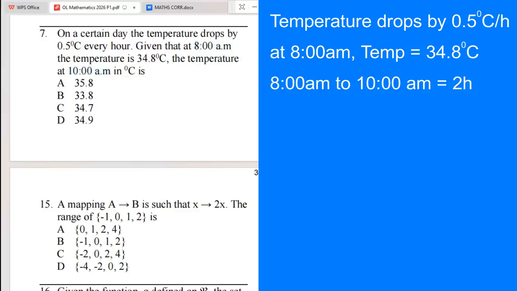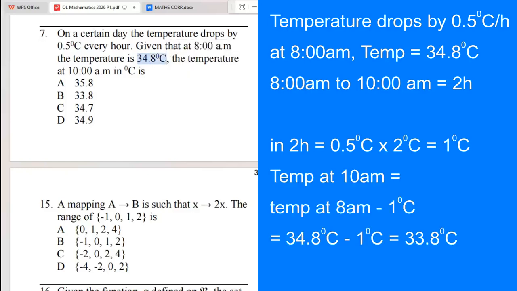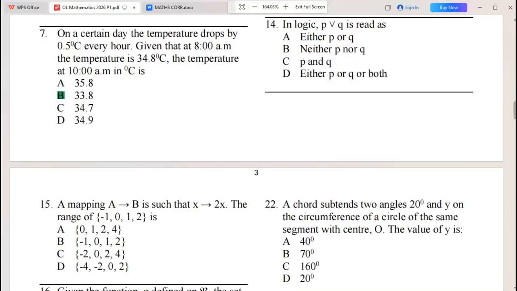And now, since the temperature dropped by 0.5 degrees every hour, it means in 2 hours the temperature must have dropped 0.5 degrees times 2, which is equal to 1 degree Celsius temperature drop. That means from the temperature at 8 a.m., which is 34.8 degrees, minus a 1 degree temperature drop, we have 34.8 degrees Celsius minus 1 degree Celsius, which gives us 33.8 degrees Celsius, which is B for question 7.